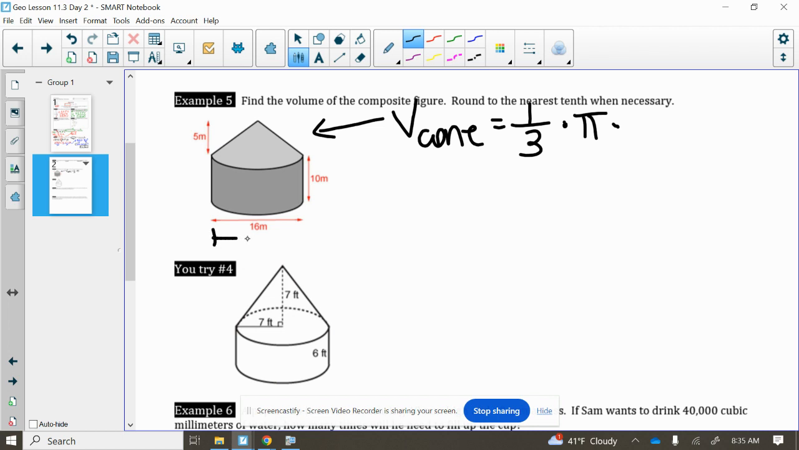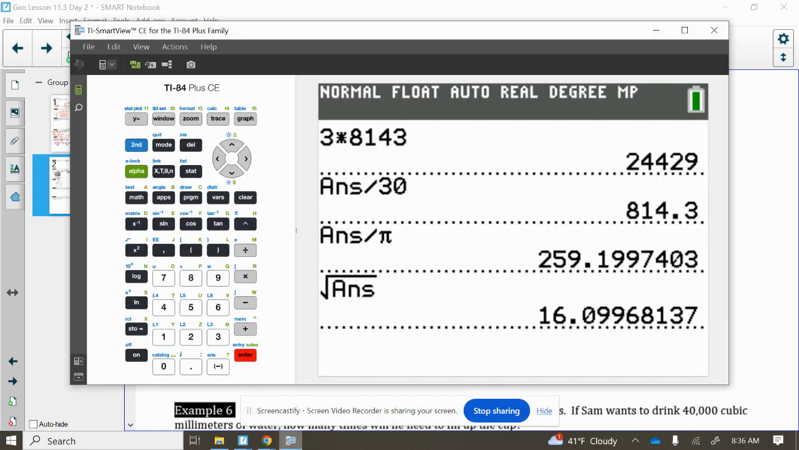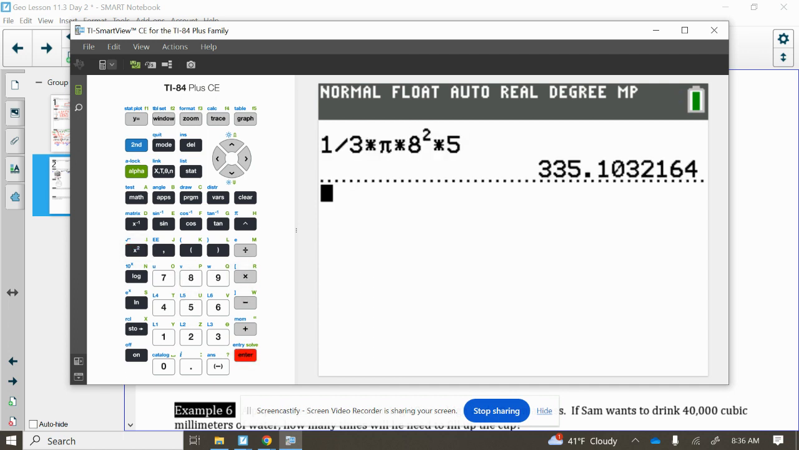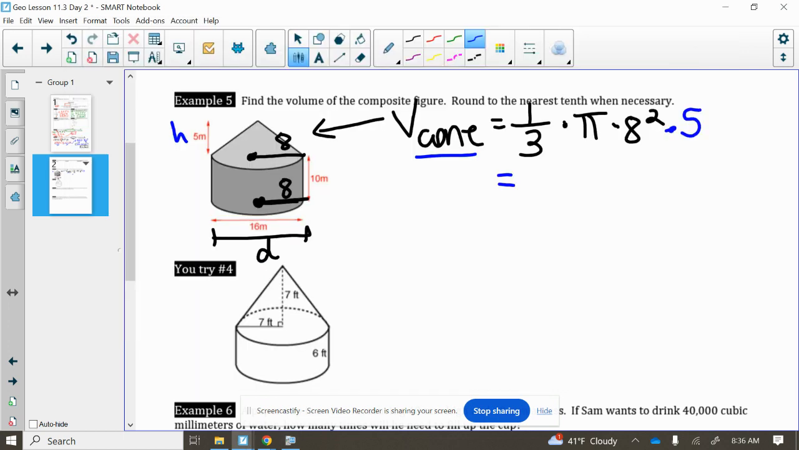If we notice down here, they are giving us the diameter is 16, which means our radius for both the cylinder and the cone is going to be 8. Now the height specific to the cone is 5. We're going to round to the nearest tenth on this one, so we have 1/3 times pi times that radius value of 8 squared times the height of our cone, so 335.1.